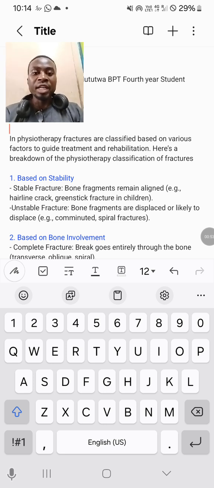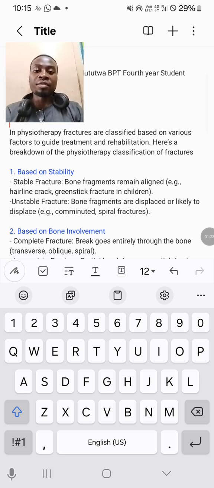Stable fractures are those where the bone fragments, or the fractured ends of the bone, remain aligned. For example, we can find this in the hairline fracture and the greenstick fracture in children. Then there is the unstable fracture, where the bone fragments are displaced or likely to be displaced. This can be a comminuted or spiral fracture.